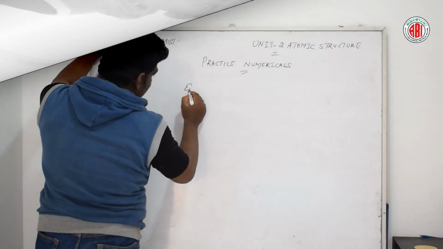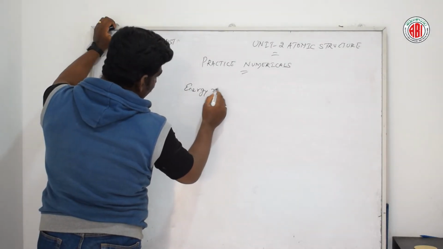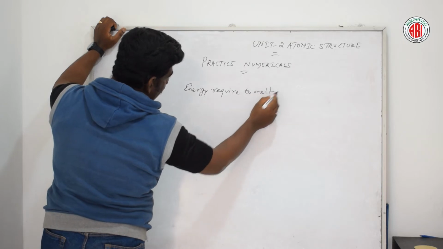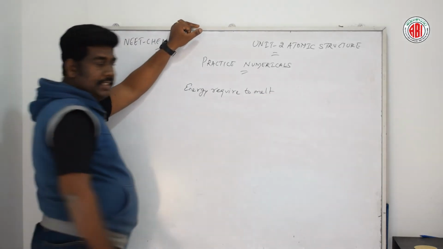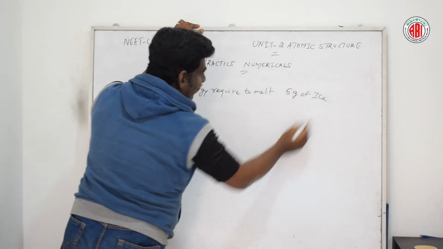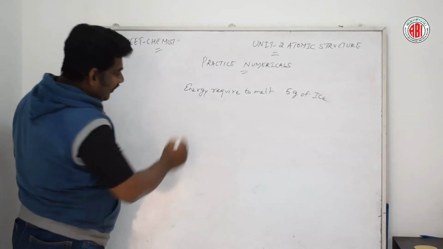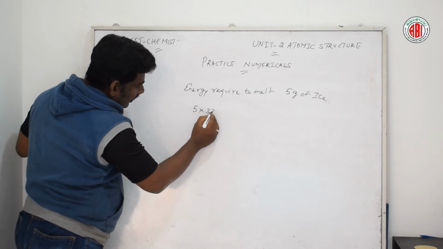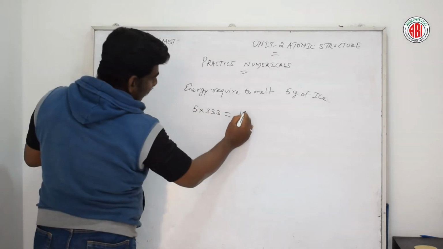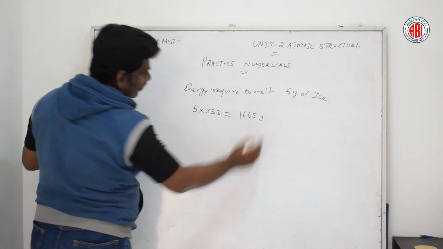So the energy required to melt 5 gram of ice, that is 5 into 333, so 5 into 333 is 1665 joule.